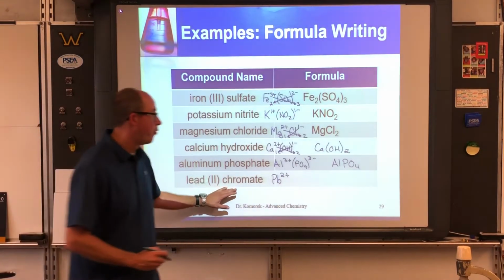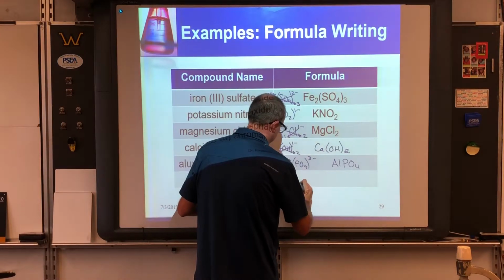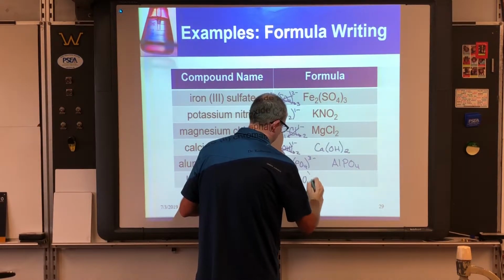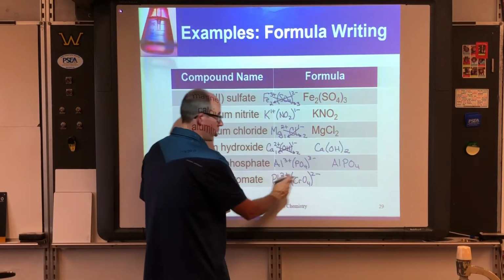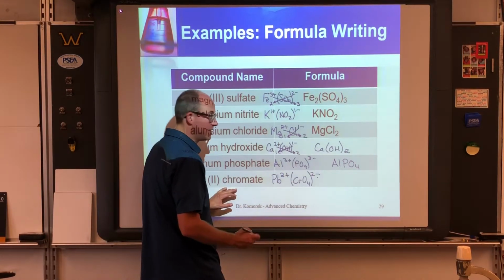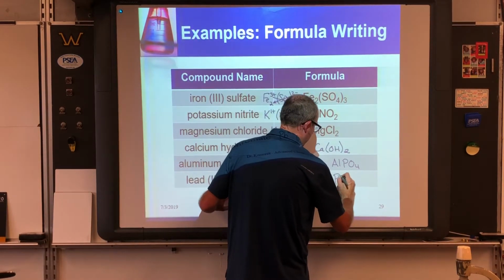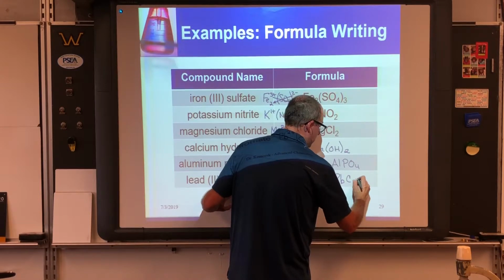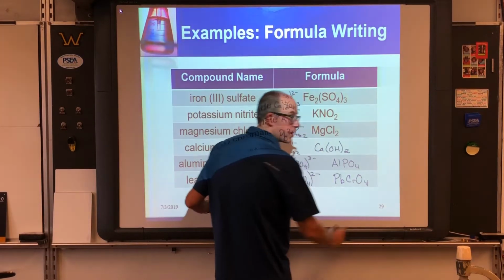Chromate is CrO4, 2-. The charges again cancel, no parentheses needed, one of each ion, and it's PbCrO4.